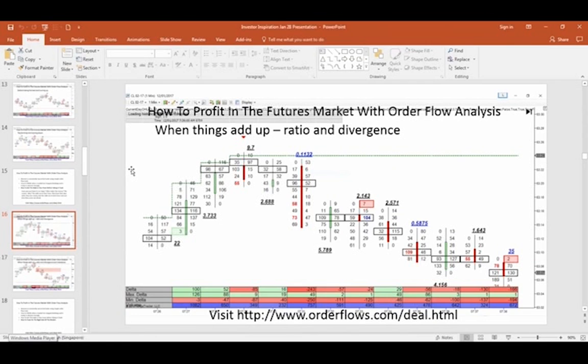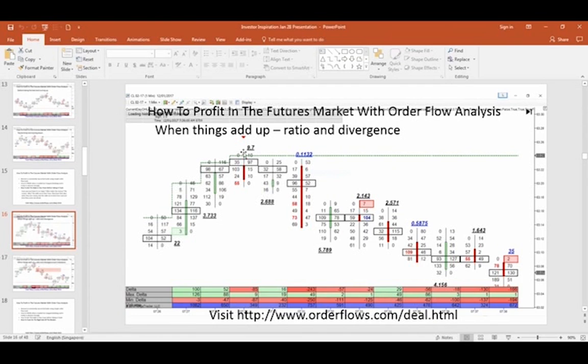And so, when you have the odds in your favor, it's going to help you take better trades. And what do I mean, the odds in your favor? It's when you get a convergence of order flow analysis, all pointing to the same thing.